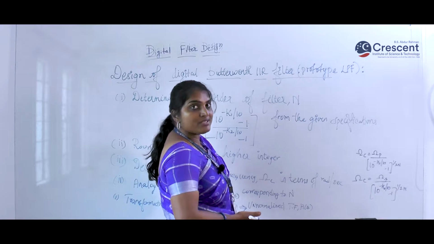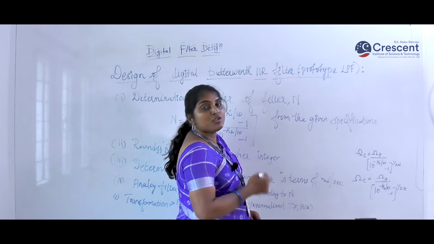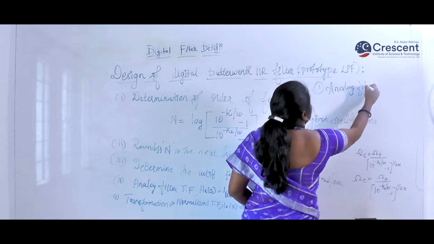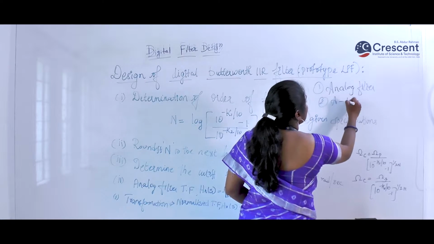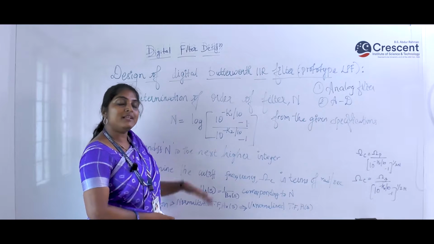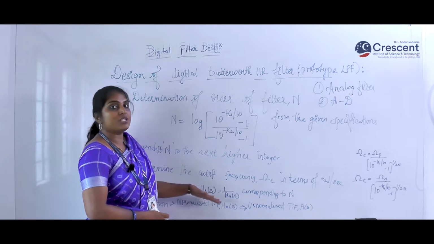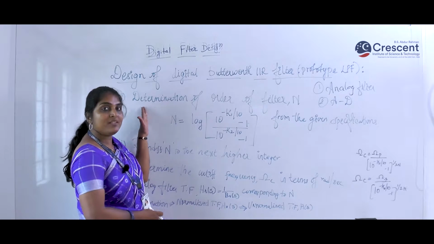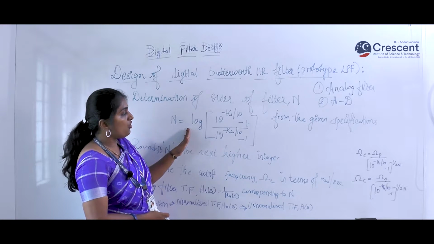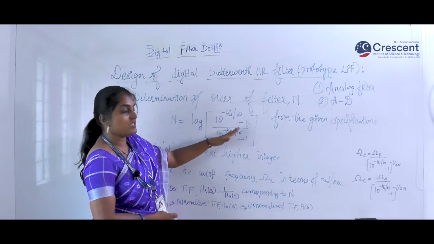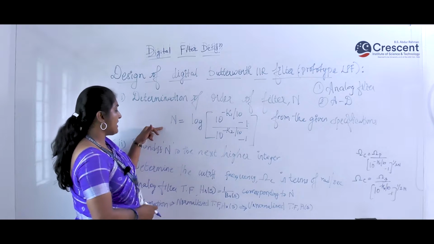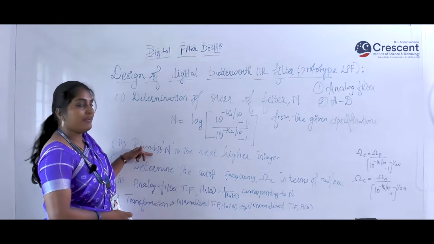As discussed in the previous session, the design of a digital filter comprises two steps. The first step is to design the analog filter, and then the conversion from analog filter to digital filter. These are the flow steps for designing the analog filter, and after designing it, it has to be converted into a digital filter. The first step is to determine the order of the filter, which is given by n equals log of (10 to the power of minus K1 by 10 minus 1) divided by (10 to the power of minus K2 by 10 minus 1). The next step is to round off n to the next higher integer.